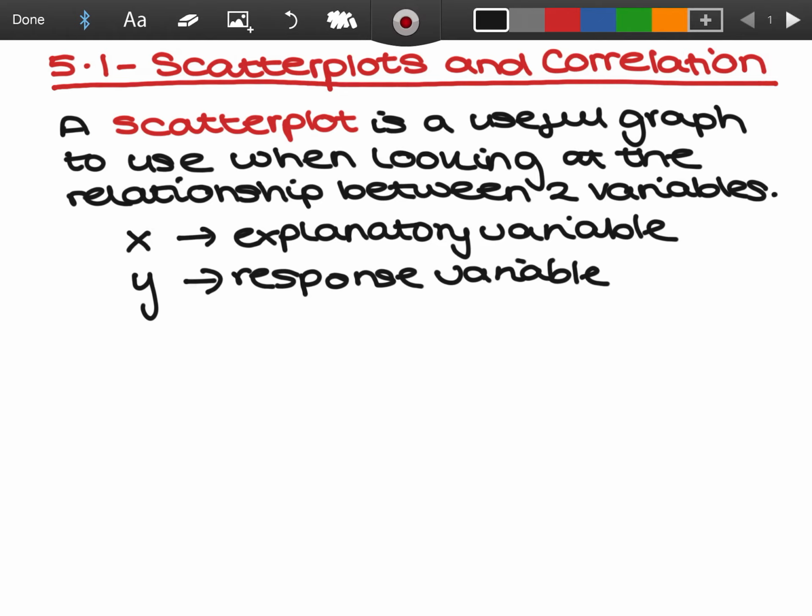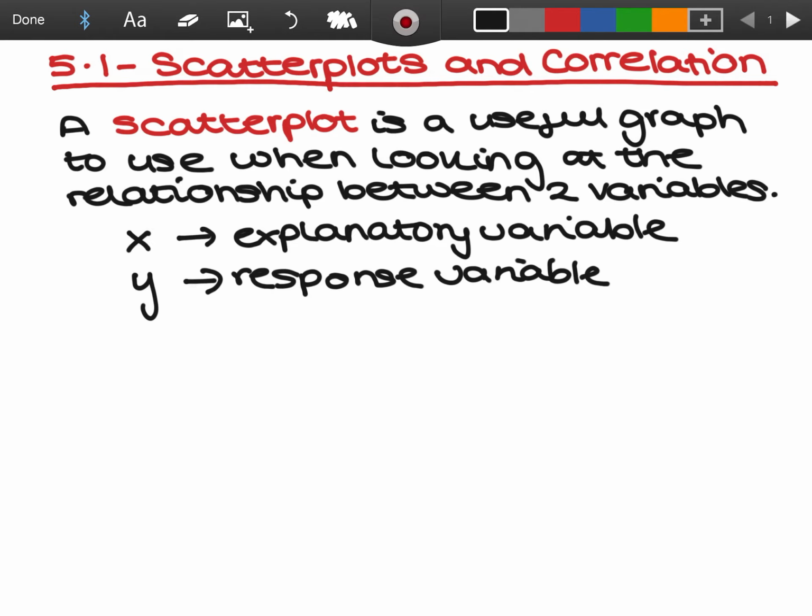You could look at, for example, the number of hours that someone studied compared to how well they did on a test, okay? The more hours you study, you would assume that the person did better on the test. So the number of study hours explains the response of how well someone did on a test, okay?